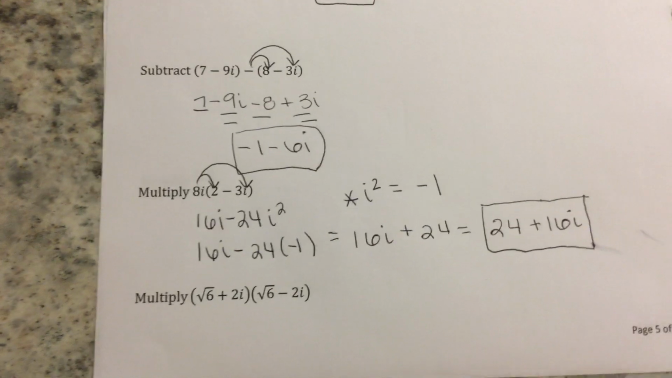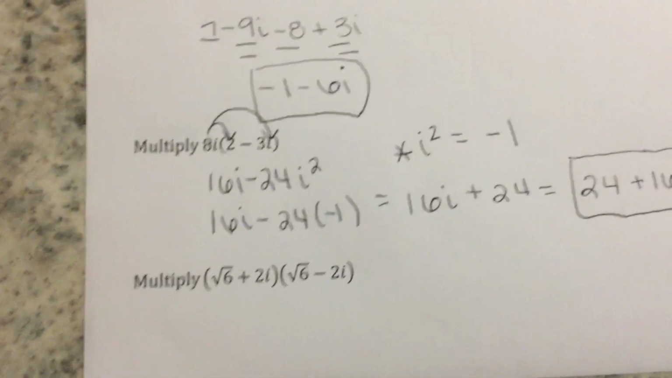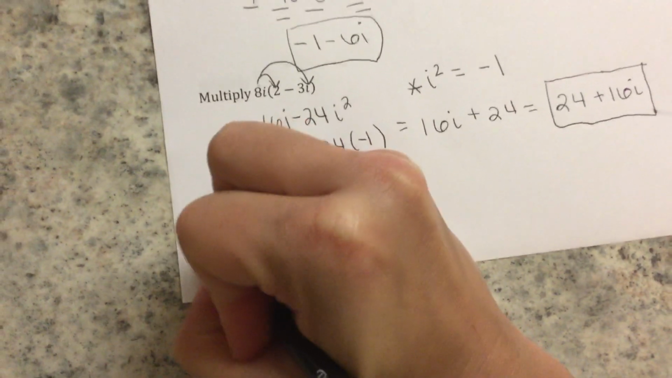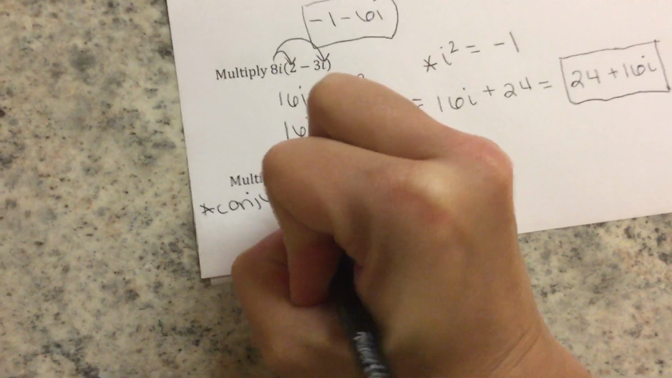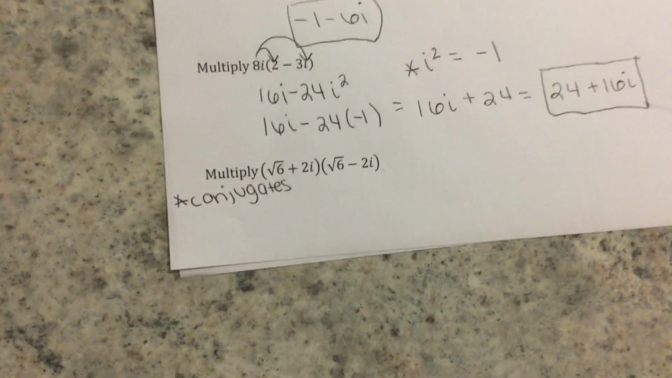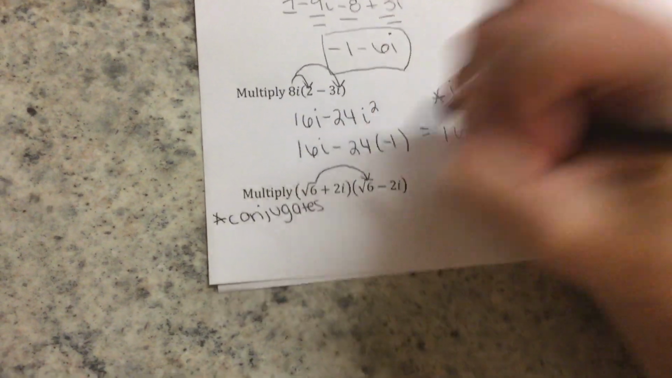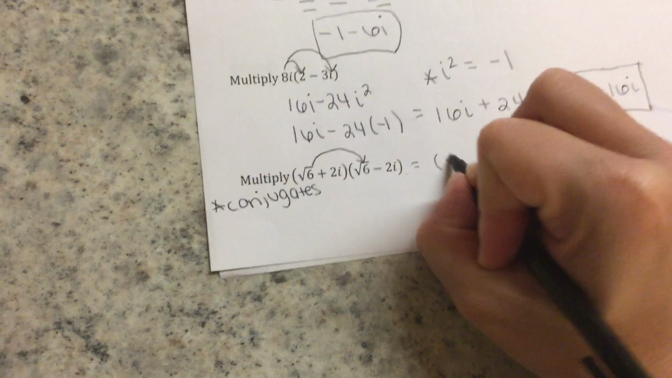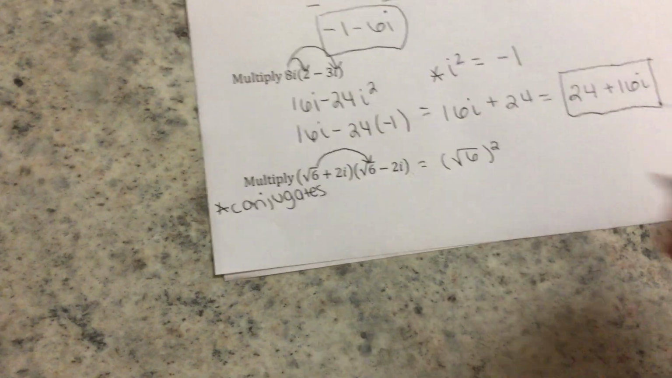So next example, I have the square root of 6 plus 2i times the square root of 6 minus 2i. So notice these are conjugates. They're the same thing, we just have different middle signs. So I have a plus sign and a minus. So we're going to distribute. So the square root of 6 times the square root of 6. So I have the square root of 6 twice, the square root of 6 squared.